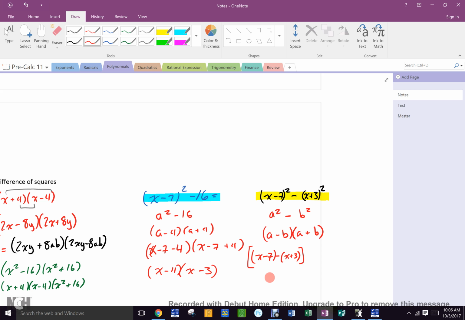Maybe. Possibly. Maybe. And the second bracket is X minus 7 plus X plus 3. What's X plus X? X plus X. 2X. Right? And what's negative 7 plus 3? Negative 4. Everybody cool?